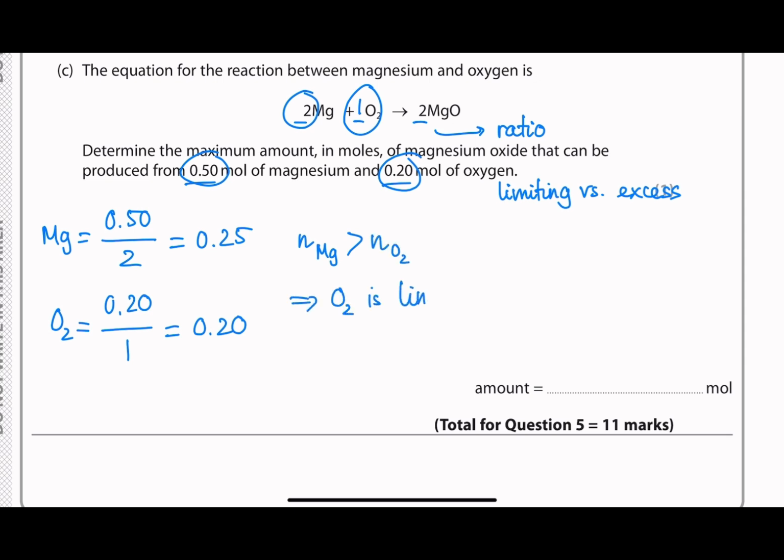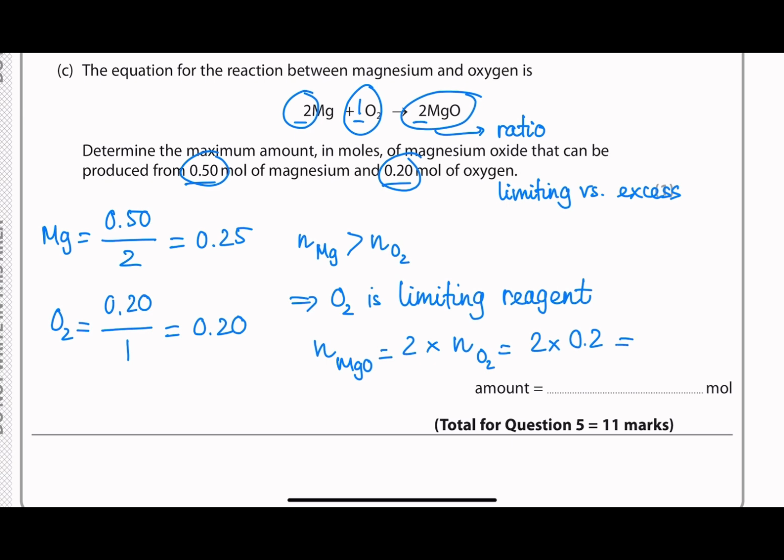So here we can see that the oxygen is the limiting reagent. So we'll use the number of moles of oxygen to calculate the number of moles of magnesium oxide. That would just be 2 times 0.2, which is 0.4 mole.